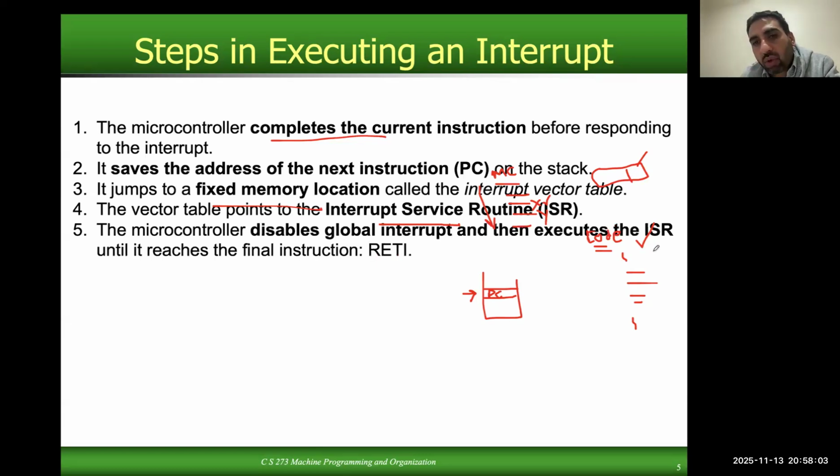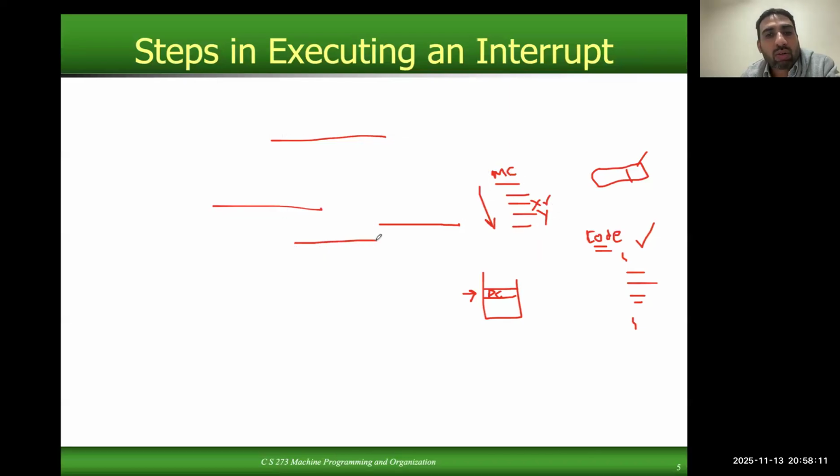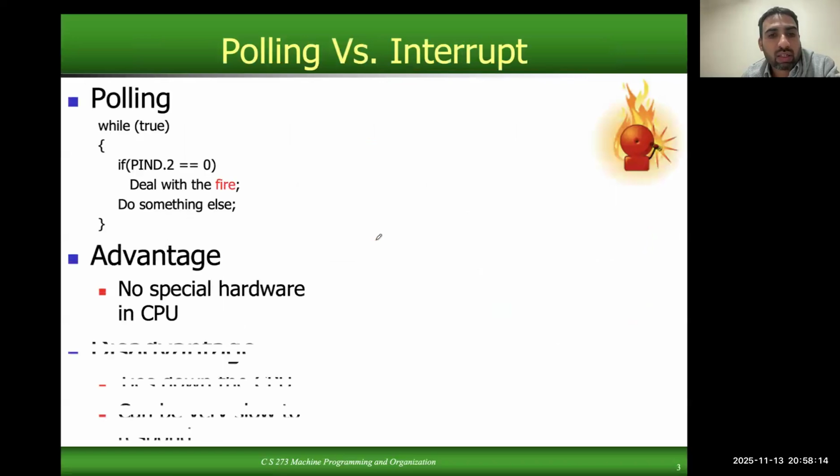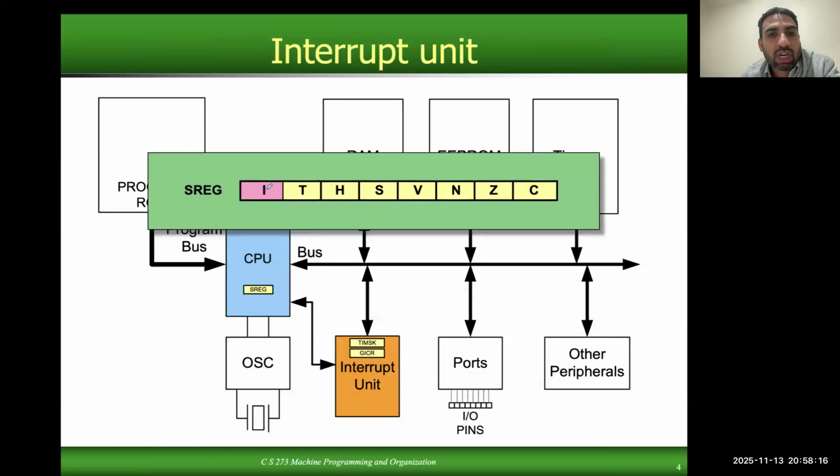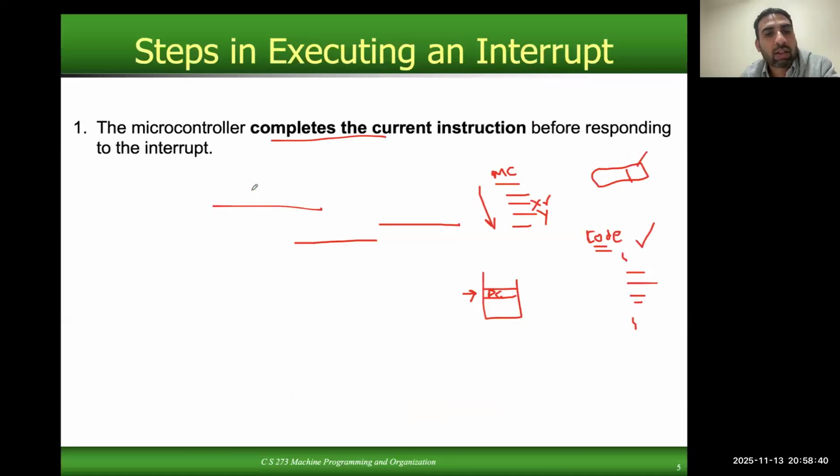However, before executing the code, the microcontroller will do one thing more. It will disable the global interrupt. How? By setting this bit equal to 0. You don't need to add any extra instruction. Hardware knows on its own that when an interrupt happens and it is supposed to execute the interrupt service routine, it will, before executing the ISR, set this bit equal to 0 automatically. You don't need to worry about that. Okay.